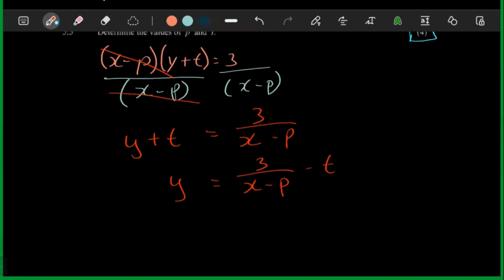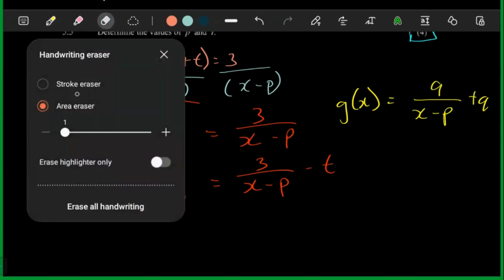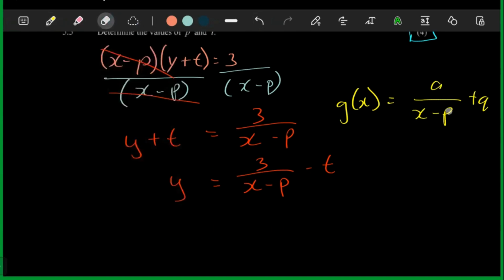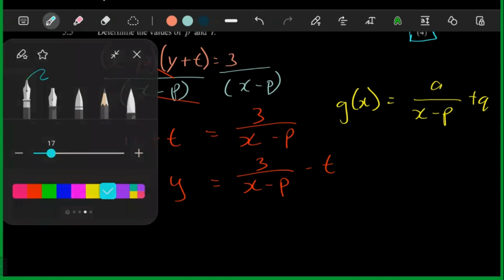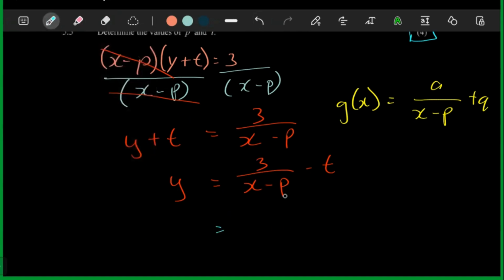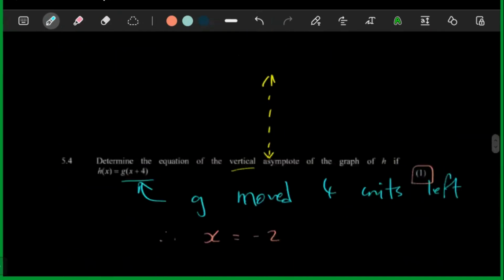Because the format here is the structure of the hyperbola. Any hyperbola will always be equal to A over X minus P plus Q. Now, what we know is P and Q will always give us the equations of the asymptotes. So fortunately, we already know that the negative P here is going to represent the X asymptote, and the negative T here is going to represent the Y asymptote.